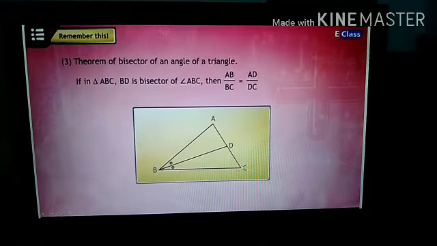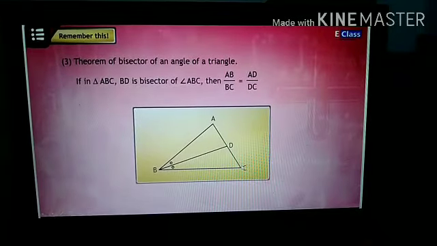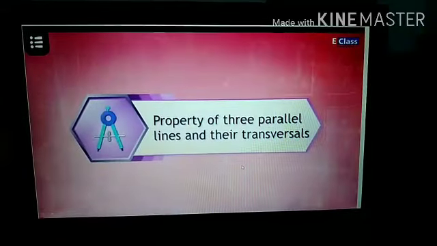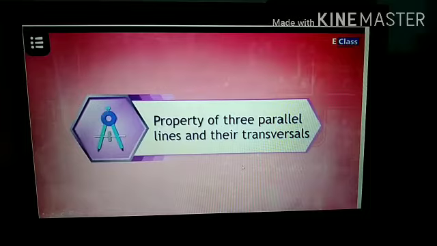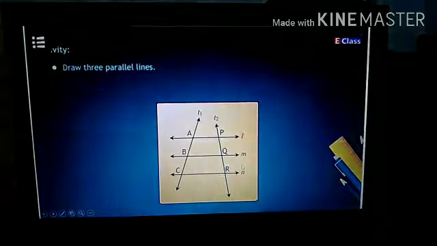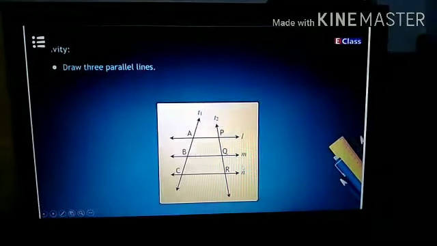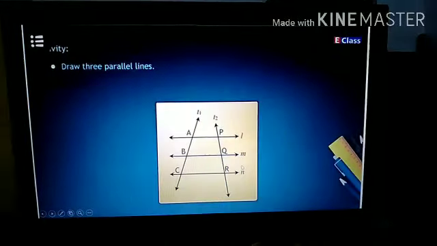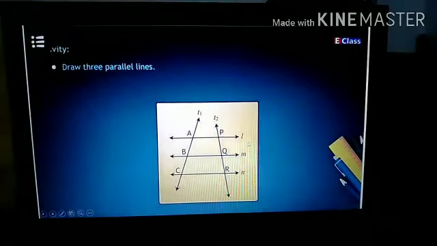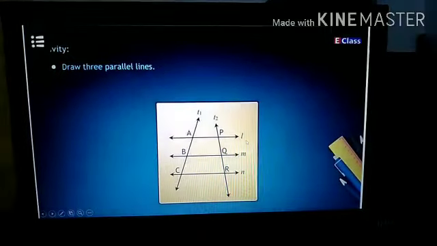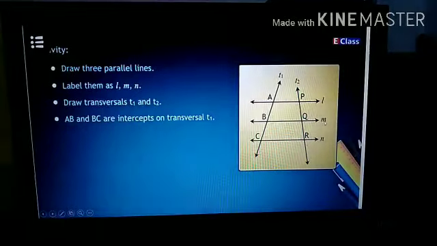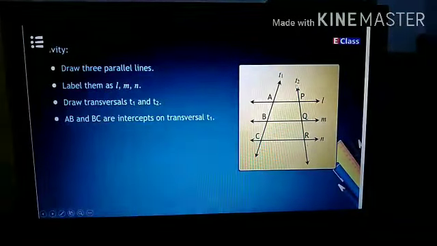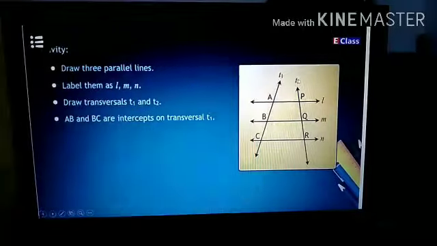Thus, recalling these properties, let us study the next concept, that is, properties of three parallel lines and their transversal. For this, let us begin our session today with a small activity. As shown in the figure, draw three parallel lines, and label the lines as L, M, N. Draw transversals T1 and T2.